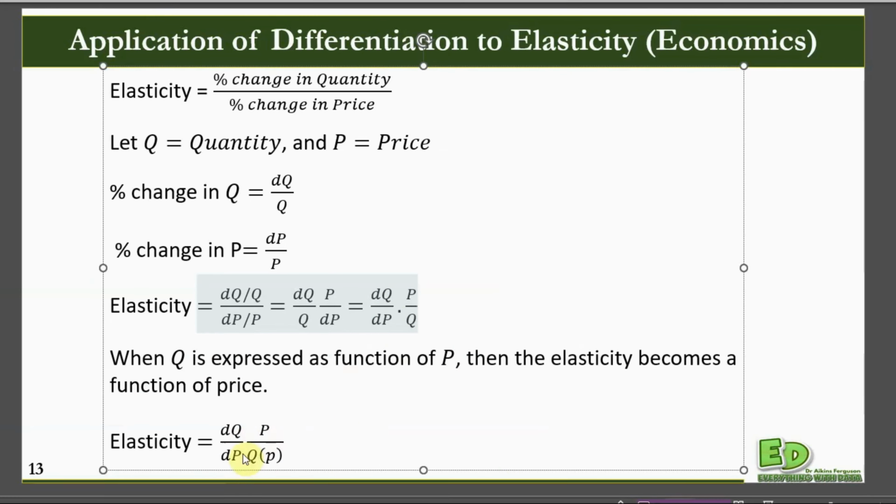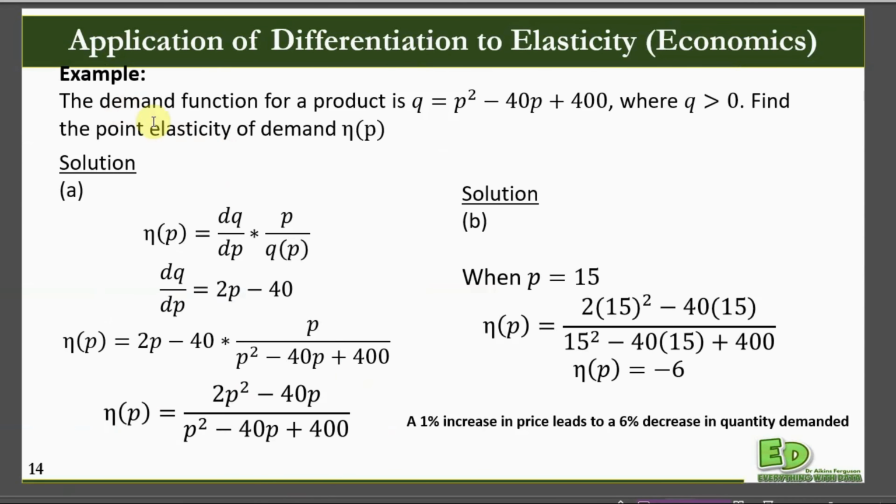So let's look at a practical example where we are going to use this formula. It says that the demand function for a product, Q, which is quantity, is equal to P squared minus 40P plus 400, where Q is greater than 0. This simply means that as a producer, say you are a manufacturer of a certain product, you can't produce a negative quantity of your products. Always the quantity produced is greater than zero. That's the interpretation of this.